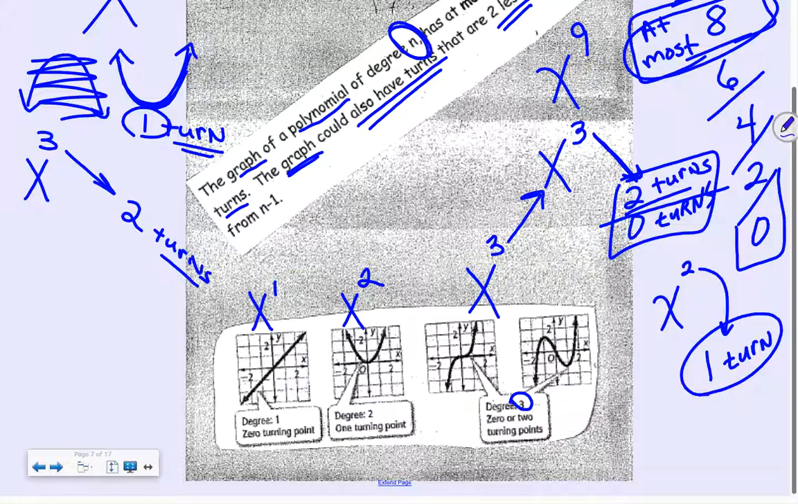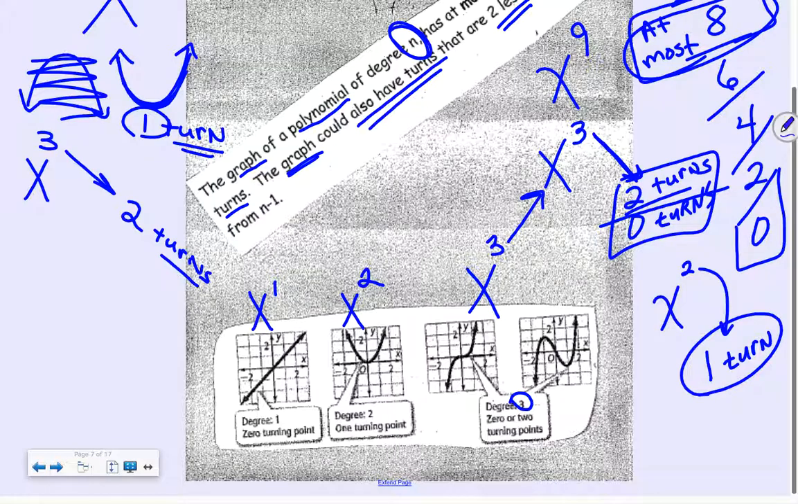So to get a turn, guys, your graph has to go up, up, up, up, up, and then what? Down. Does this thing go down? No, it only goes up, and it slows down. It never goes down, though. It slows down, then turns back and goes up fast. No turn. This one turns what? 2 times. So x cubed can turn 2 times or none. Here's your 2, and here's your 0. Just so you know what they could look like.